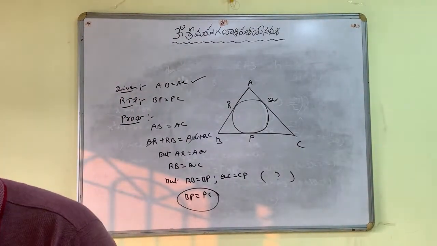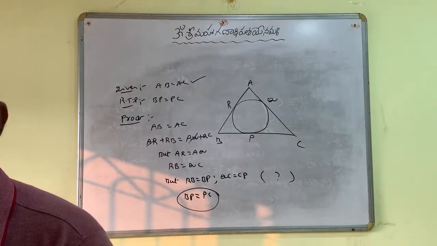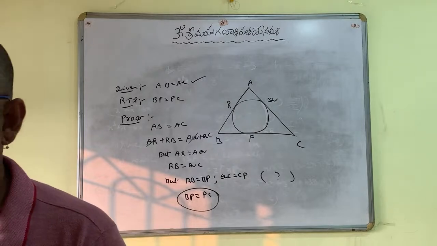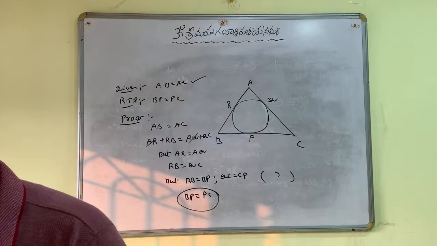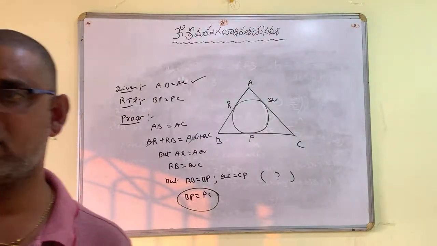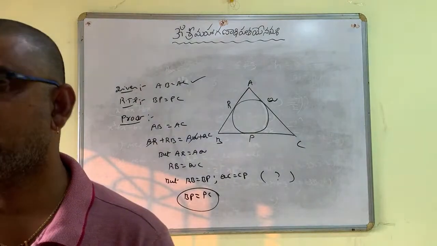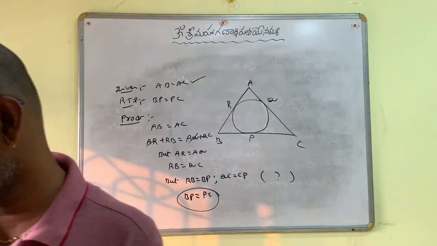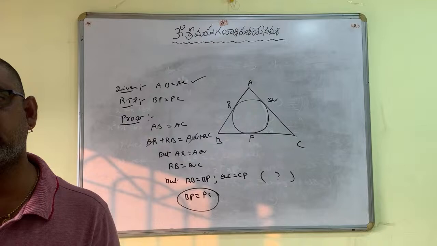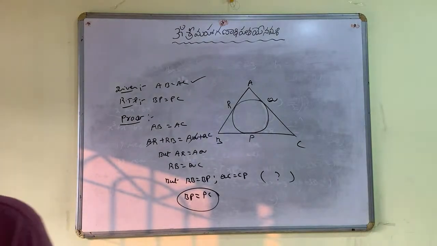That is, know that when the radius is perpendicular to the tangent, it bisects the tangent. Perpendicular, wrong. Now, Manoj, what is the guarantee that AP is perpendicular to BC? How can you say that AP is perpendicular to BC? What is the proof for it?